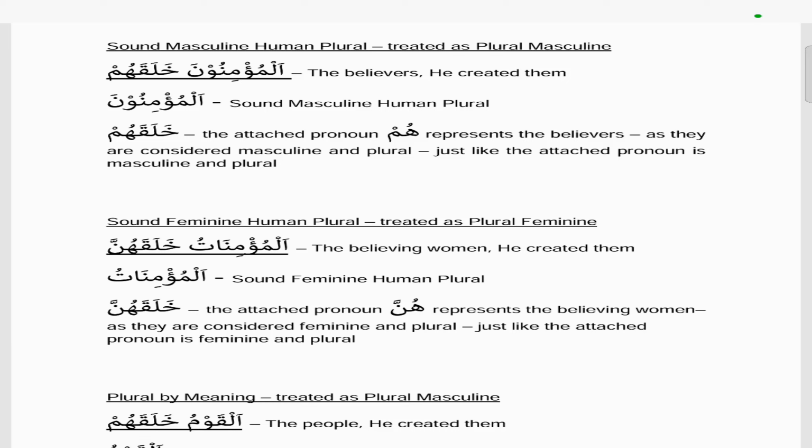It's masculine because if you look at the ending combination, it's a wa and a noon, which is connected to masculine. And it's obviously human because it's talking about believers. So it's a sound masculine human plural, which is treated as a plural masculine. So if you look at khalaqa hum, the attached pronoun hum represents al-mu'minuna, the believers, as they are considered masculine and plural, just like the attached pronoun hum is masculine and plural. So they both match. And the independent pronoun version of hum is hum, which refers to plural masculine.